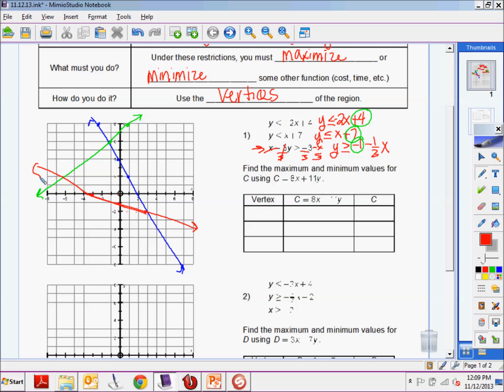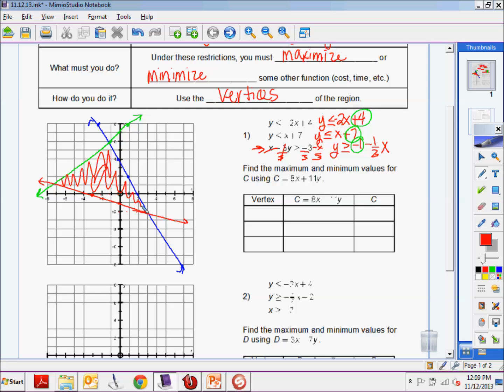Hopefully your line is way better than that. Let's try this again. That looks better. All right. So where these lines intersect are my vertices. Do you get why it's the vertices now? Yeah. Because I made a what? Triangle.